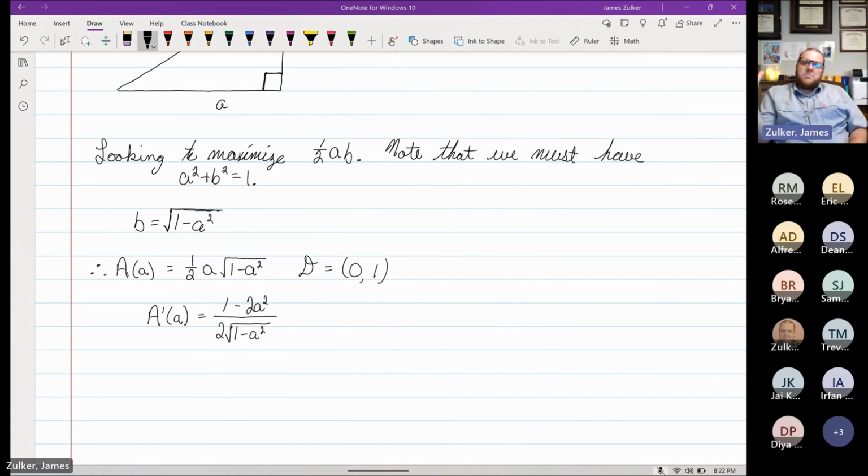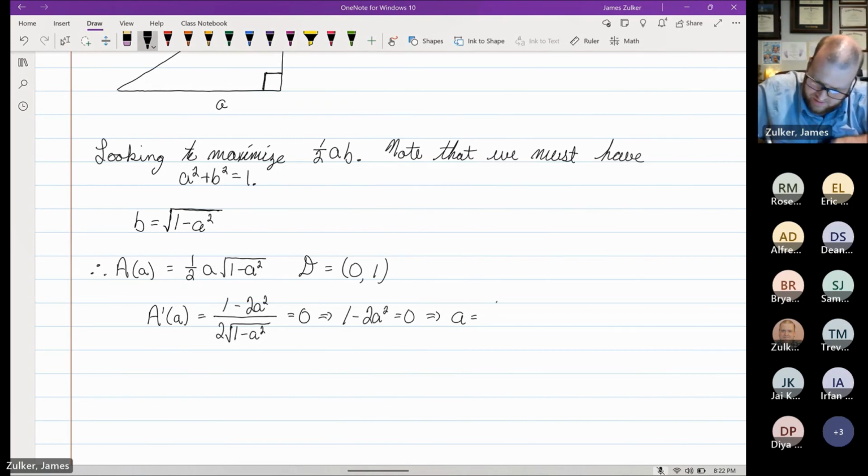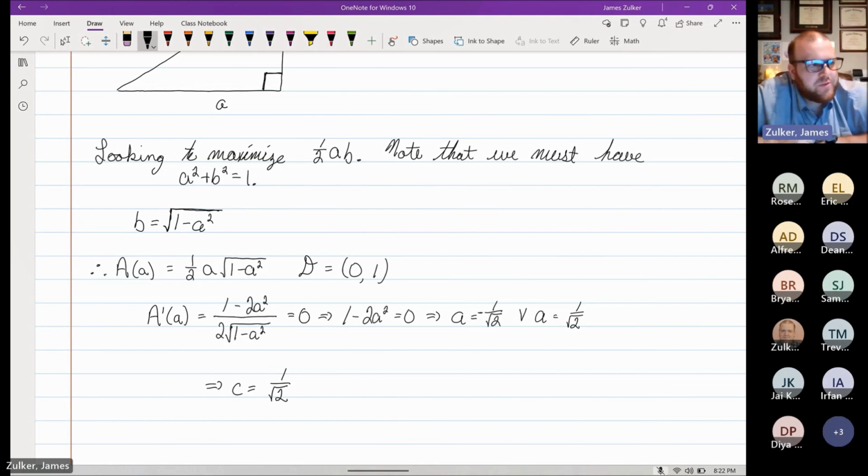So that's defined everywhere in our domain. Set it equal to 0. We're going to have either plus or minus 1 over root 2. But since A has to be positive, the critical point is 1 over root 2.